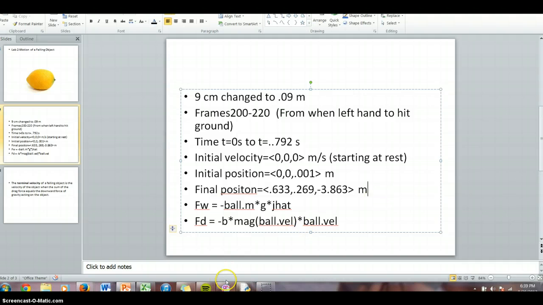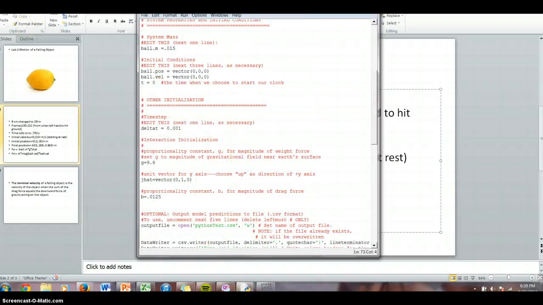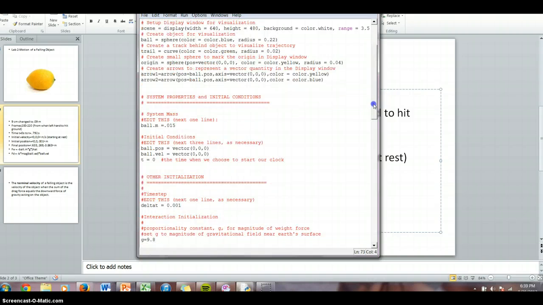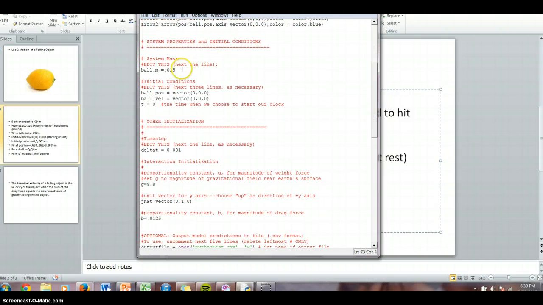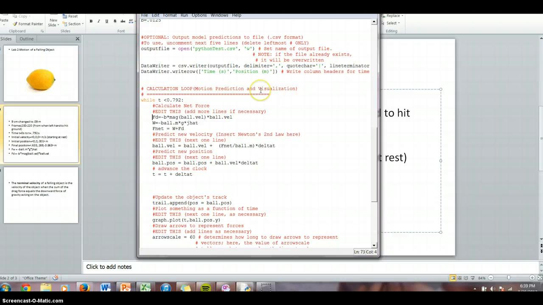We took the information and uploaded it into a Python shell so that we could model the information. I inserted and edited it so that it would represent the lemon. The mass of the lemon was 0.015. The initial position and velocity are shown here as the 0 vector. The first time we ran the Python model, the proportionality constant was equal to 0. While time was less than 0.792 seconds, originally the net force was only equal to the weight force, which is shown here.